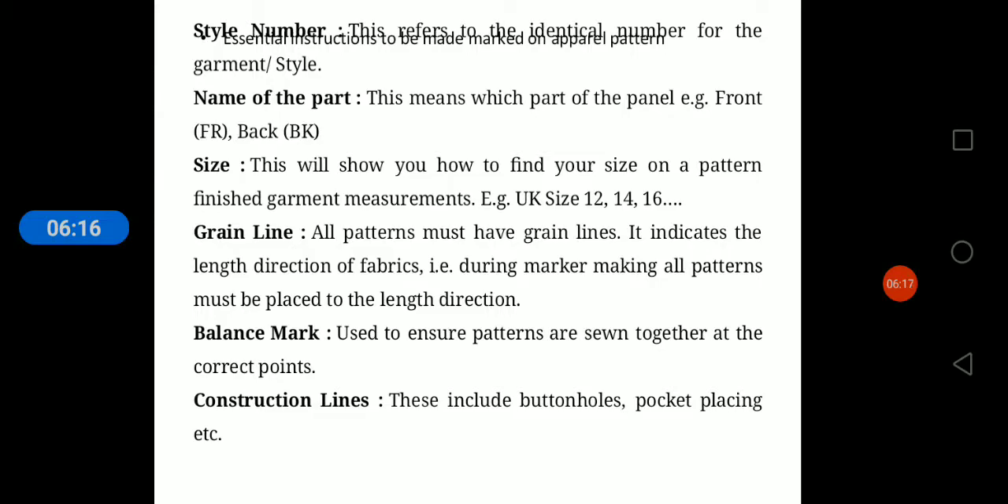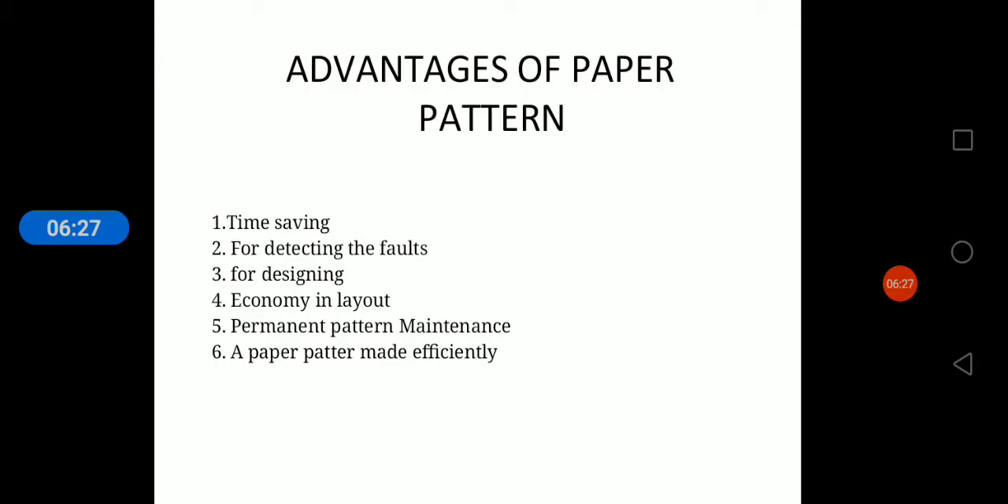Balance mark, used to ensure patterns are sewn together at the correct points. Construction lines, these include buttonholes, pockets, and placings. So, advantages of paper patterns. Advantage means, first of all, we are meeting the pattern.